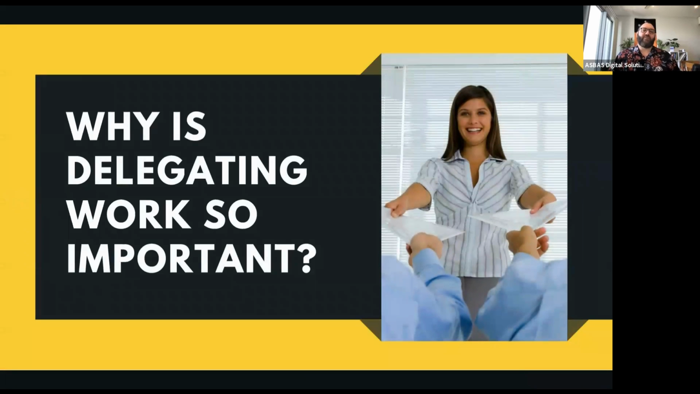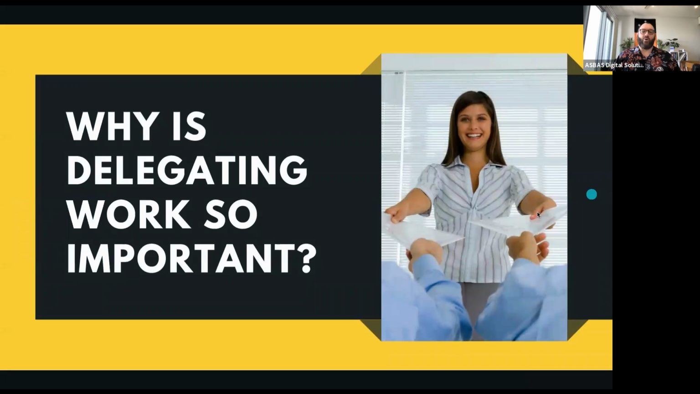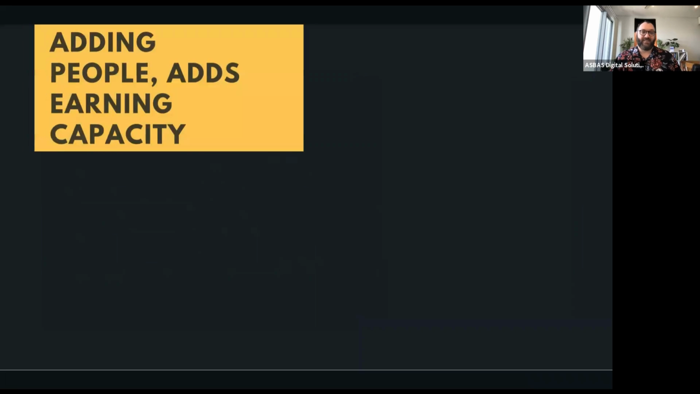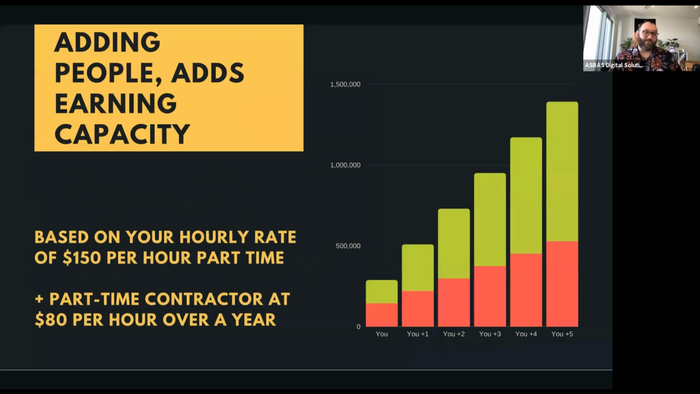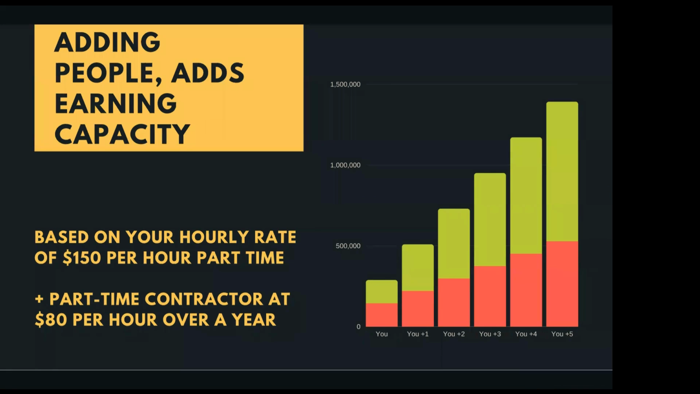Now, first of all, I want to have a look at why delegating your work is so important. And I put it down to pure and utter mathematics. Adding people actually adds capacity in your business. Now, that may seem like adding people is just turning on a tap that costs you more. But say you've got an hourly rate of, let's make it, $150 per hour.